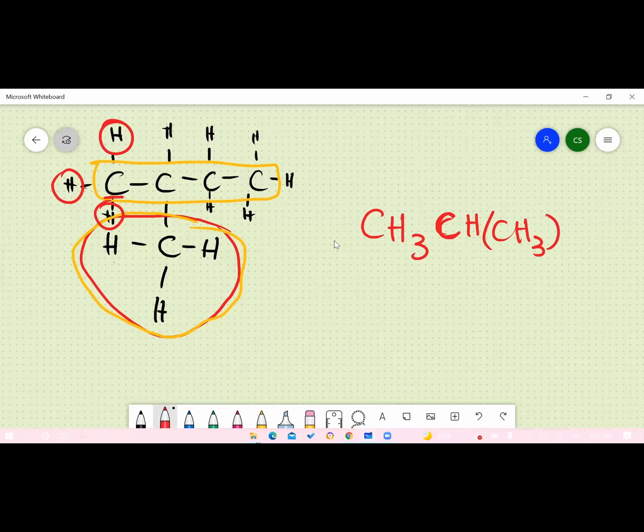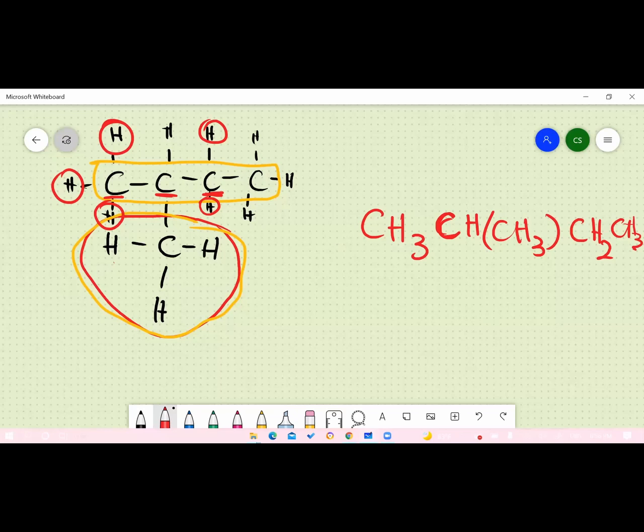Then you'd continue. There's another carbon with 2 hydrogens attached to it, 1, 2. Then the last, CH3. Clear? Yes, okay.